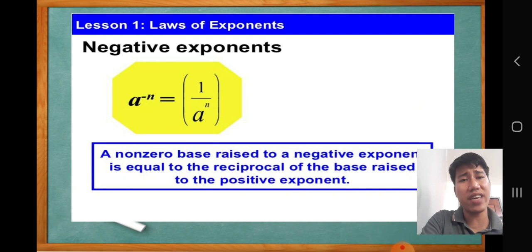Next is negative exponent. So a raised to negative n is equal to 1 over a raised to n. A non-zero base raised to a negative exponent is equal to the reciprocal of the base raised to the positive exponent. So meaning, if ang exponent is negative, you need to give the reciprocal of the base. So that's why a raised to negative n is equal to 1 over a raised to n. For example, ganiha, x raised to negative 1, so the answer is 1 over x. Kaya reciprocate man siya. So that's all, and thank you so much.